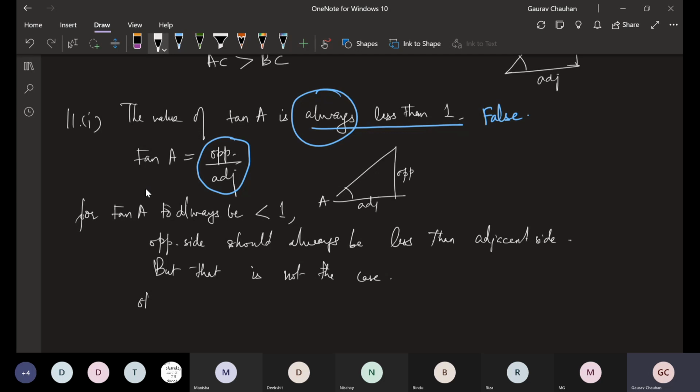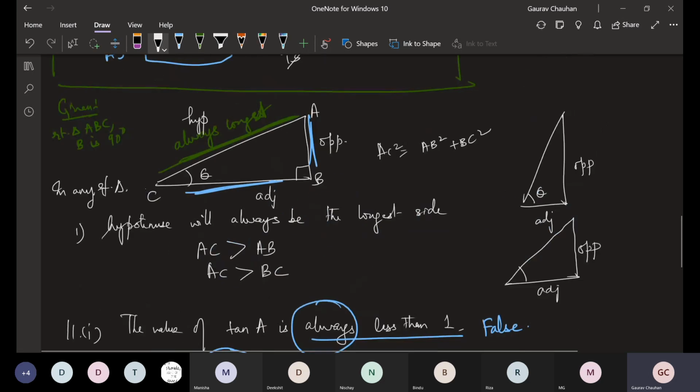Why? Because the opposite side may or may not be less than the adjacent side, depending on the triangle. Some triangles it will be, some triangles it will not be. As you can see, in this triangle, the opposite side was less than the adjacent side. In this triangle, the opposite side was not less than the adjacent side. In this triangle also, it was not less, it was equal.